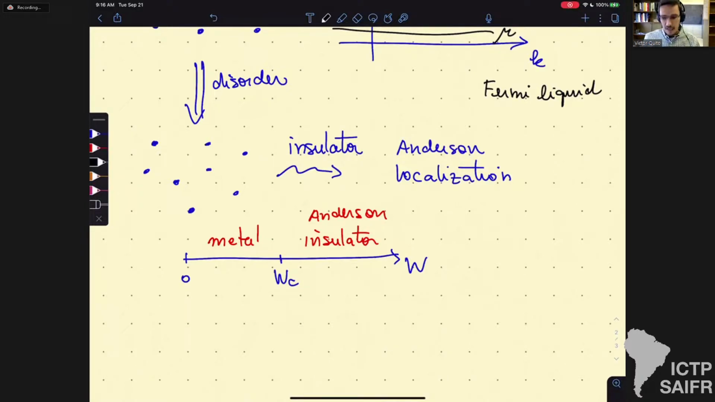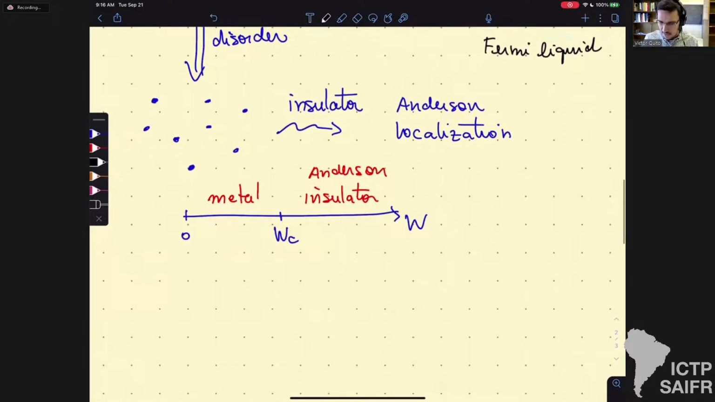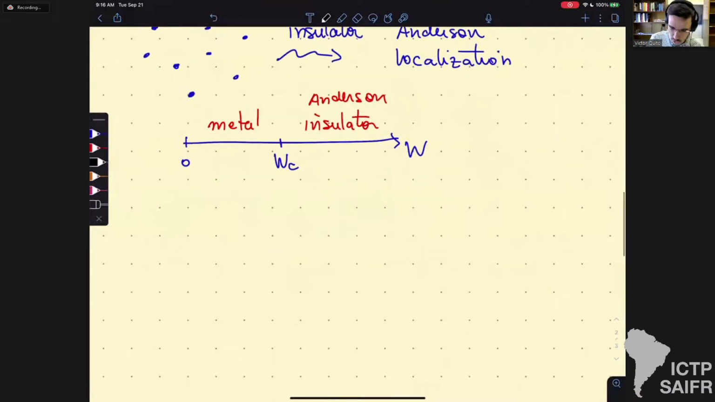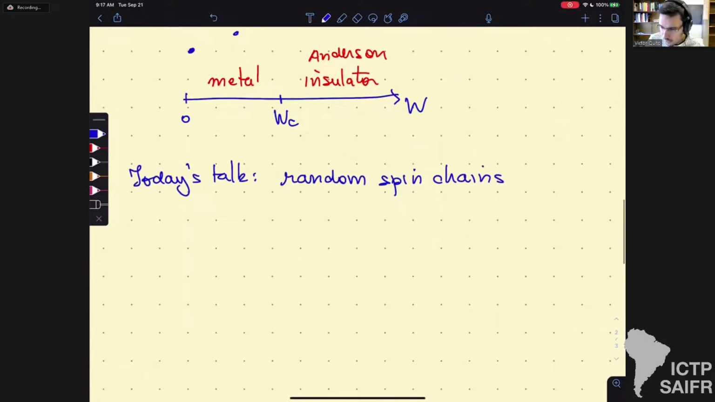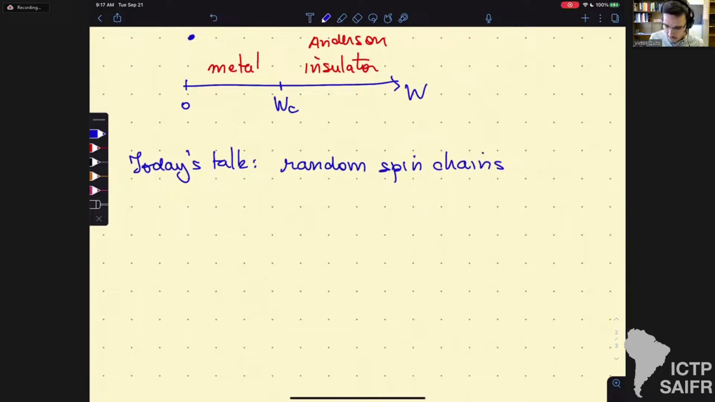Okay, so this was just maybe one of the earliest and simplest examples of effects of strong disorder. But in today's talk, I will be interested in some other example that are random spin chains. So random spin chains, I will just draw what I mean by a random spin chain here.